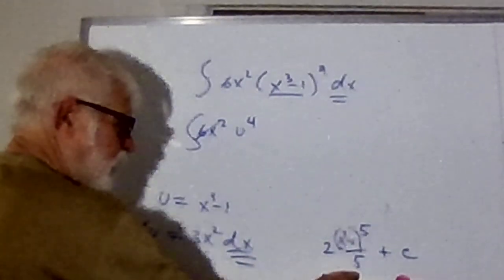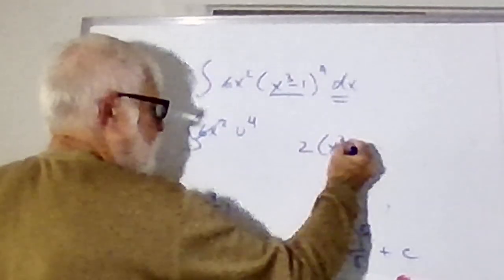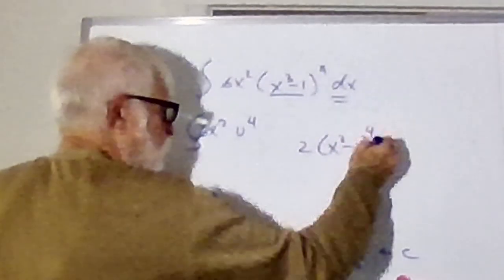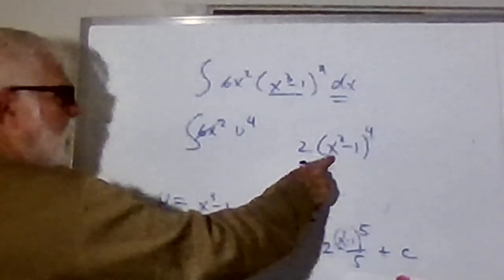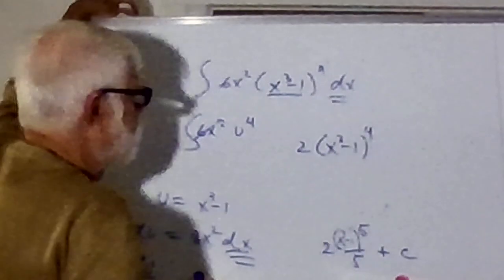So the 5's are going to cancel and it's going to drop down 1. So that's my first step. Multiply by 5 and drop it down 1. And then we have to multiply by the derivative of what's inside, which is 3x squared.